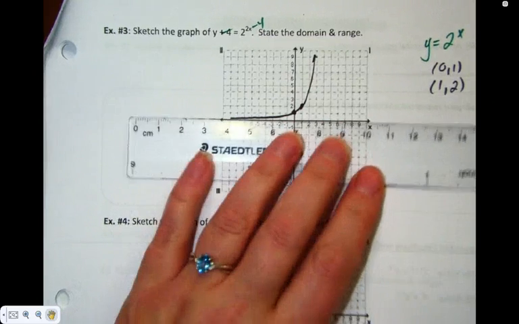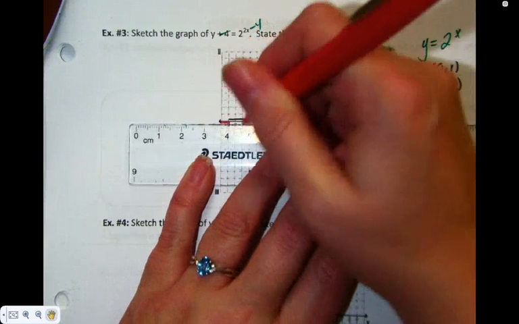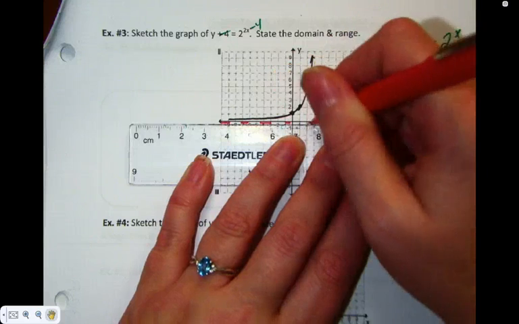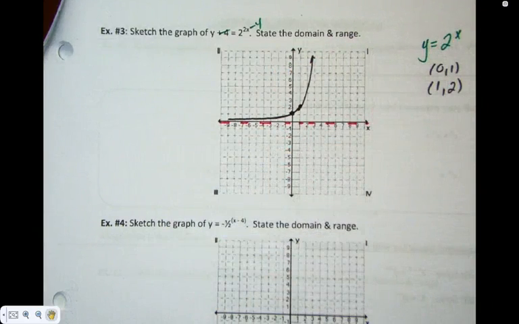What color are asymptotes? Pink, orange, blue, black with a note that this should be red. Yeah, and the asymptote. Mm-hmm.